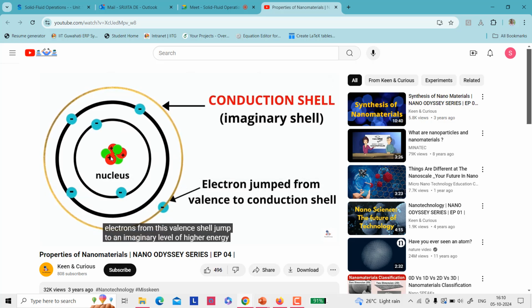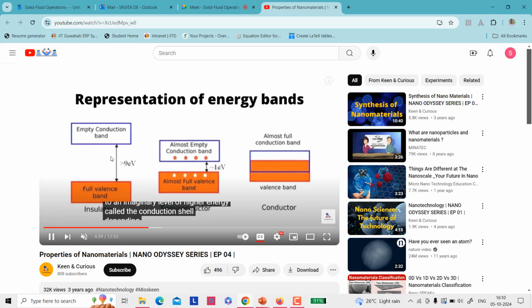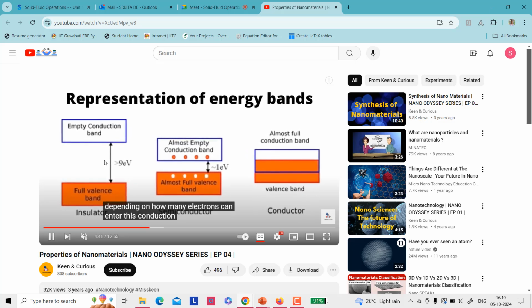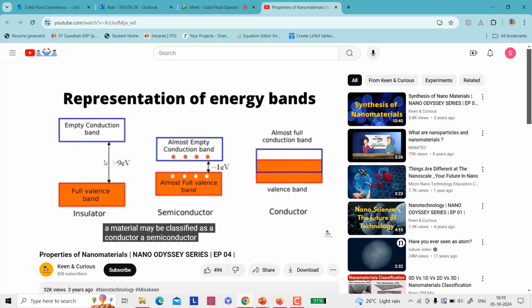Depending on how many electrons can enter this conduction band, a material may be classified as a conductor, a semiconductor, or an insulator in decreasing order of electronic activity. These things you know already, but when you read them another time and try to connect them with nanotechnology and nanomaterials, and why these are important, the vision will be clear.